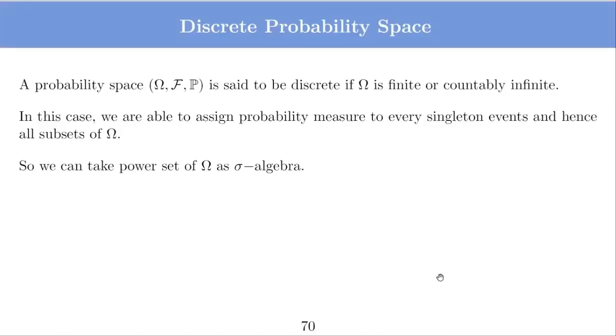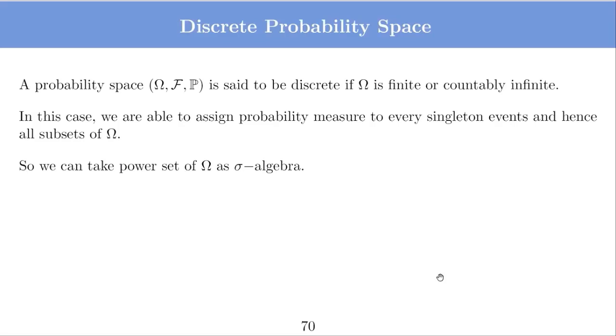According to the definition, a probability space (omega, F, P) is said to be discrete if omega is finite or countably infinite. This means if a sample space has either a finite number of outcomes or a countably infinite number of outcomes, both ways the probability space will be called discrete. So what is the reason behind it? In this case, assigning probability measure is very easy.